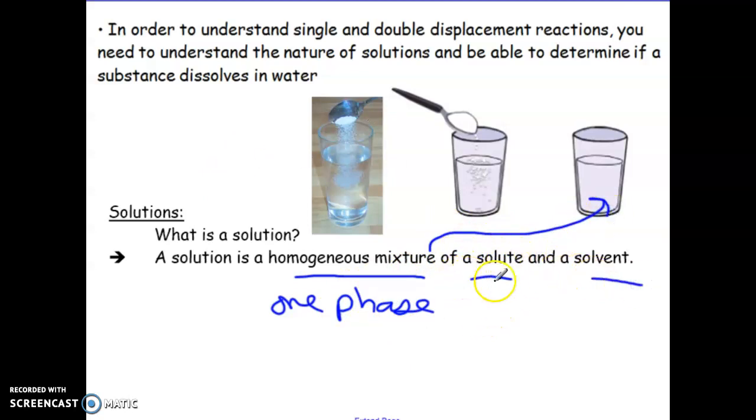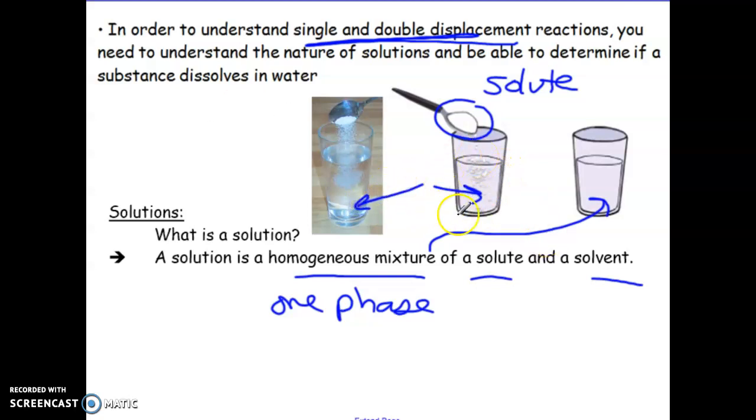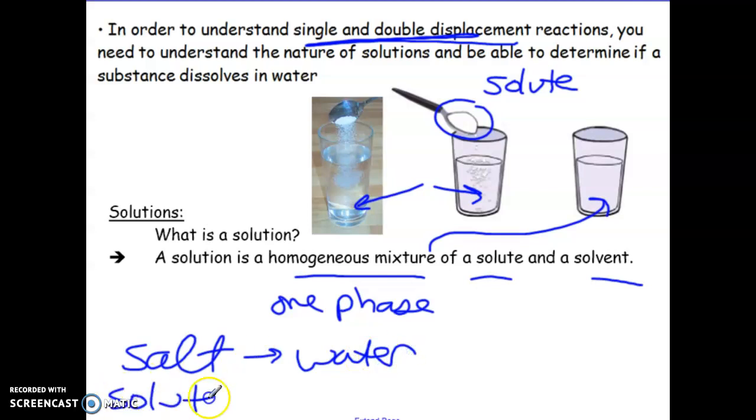We have two parts to it: the solute and the solvent. The solute is what is being dissolved into our liquid, as it were. A solution doesn't always have to have a liquid, but when we're talking about single and double displacement reactions, typically we are referring to liquid solvents. The solvent is the liquid component of this solution. For example, if I had salt and I was dissolving it into water, my solute would be the salt and my water would be the solvent.